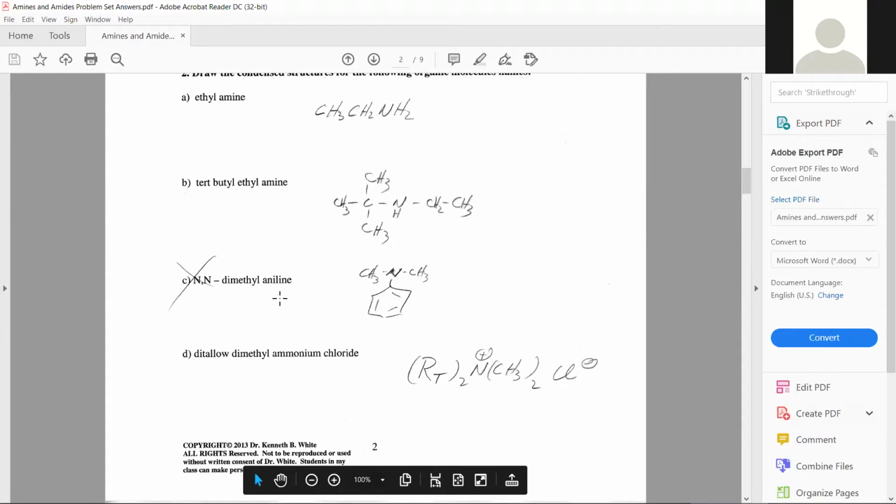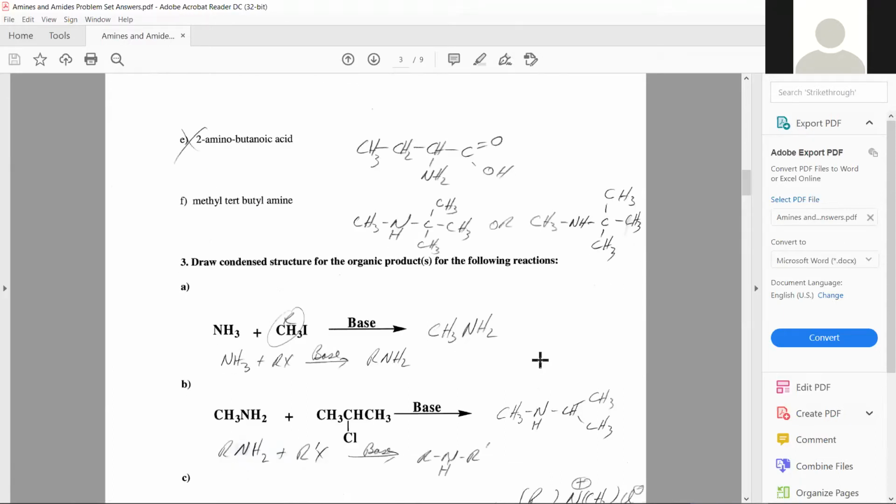Ooh, a molecule near and dear to my heart. Ditallow dimethyl ammonium chloride. And for this, and I taught you, tallow, which is an 18 carbon group, comes from animal fat, usually pig's fat or beef fat. No, you can still use your fabric softener. Use R sub T, so there are 2 tallow, 2 methyl, and the anion is chloride. E, just cross off, I shouldn't have put there. And methyl tert-butyl, you could do it either way, I was showing you.